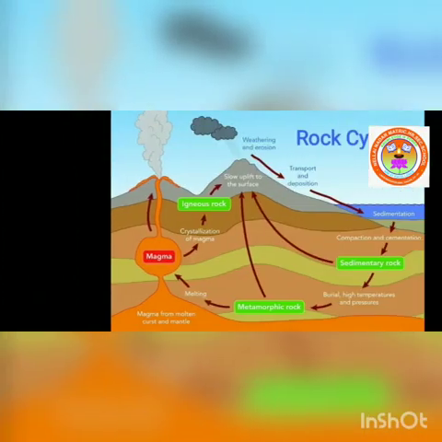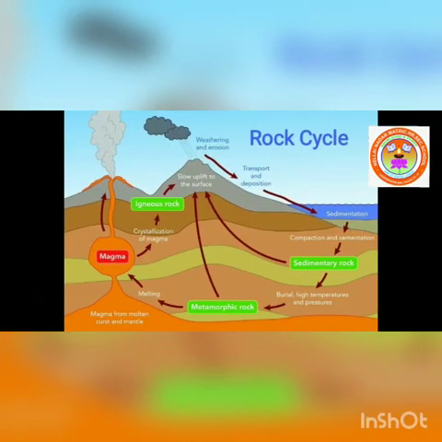The next one is the rock cycle. What is the rock cycle? Actually, the rock cycle is a continuous process through which igneous, sedimentary and metamorphic rocks are transformed from one form to another. On the screen you can see, children, in green color igneous rocks, sedimentary rocks and metamorphic rocks. In red color magma is given.